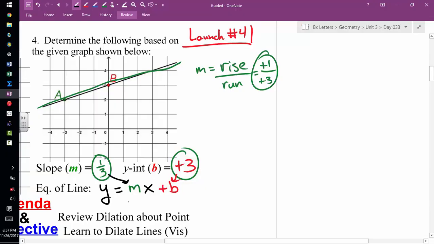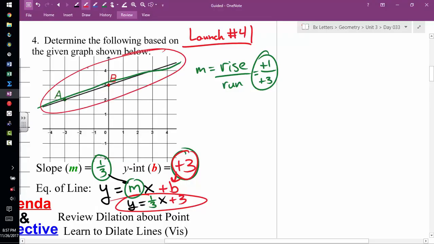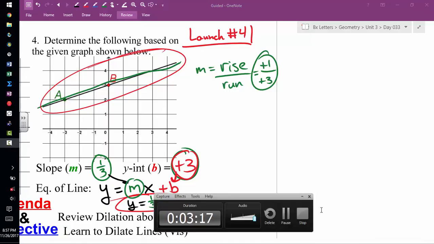That 1/3 goes in for m, so it's going to be y equals the value for m, which is 1/3. That's going to get multiplied by x, and then you're just adding on that b value, which is plus 3. So there would be your equation of the line for the graph 1 there. And we'll be coming back to that today.